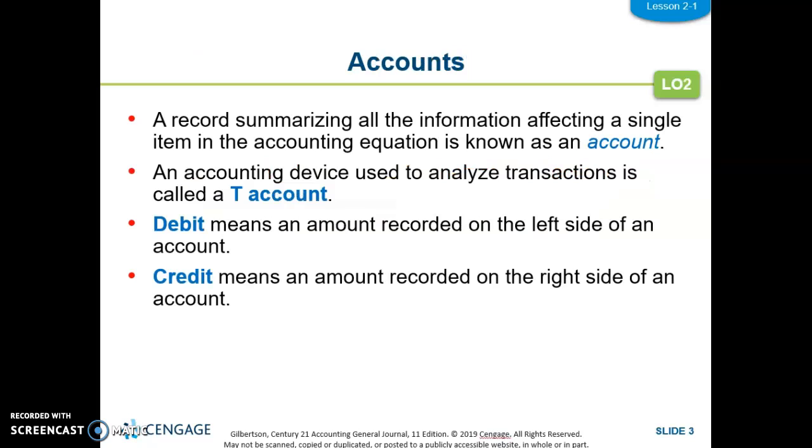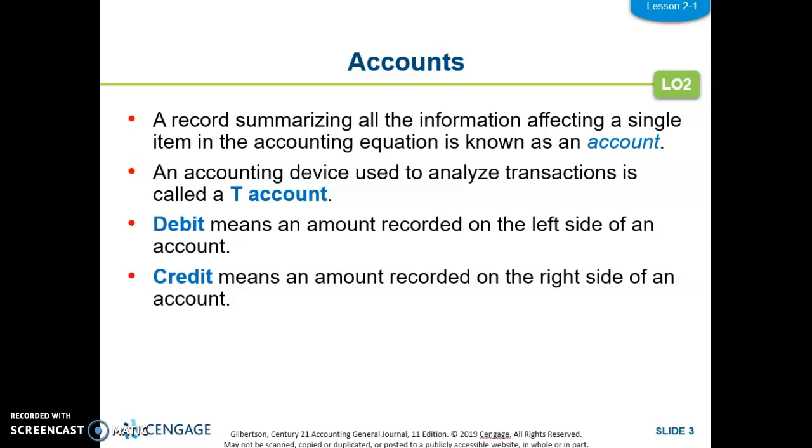A record summarizing all the information affecting a single item in the accounting equation is known as an account. Transactions change the balances of accounts in the accounting equation. Examples of accounts that we have used before would be our owner's capital account, cash, supplies, accounts receivable, accounts payable, and so on. Accounting transactions must be analyzed to determine how account balances are changed. An accounting device used to analyze transactions is called a T account.